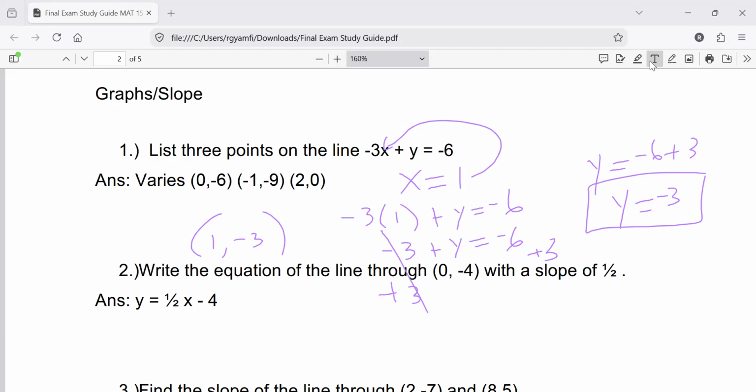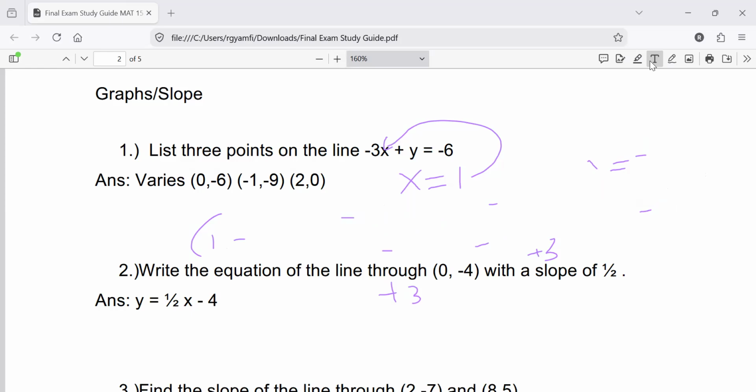So for the third point, I'm going to do negative 1. When x is negative 1, I've got negative 3 times negative 1 plus y equals negative 6. Negative 3 times negative 1 is positive 3.